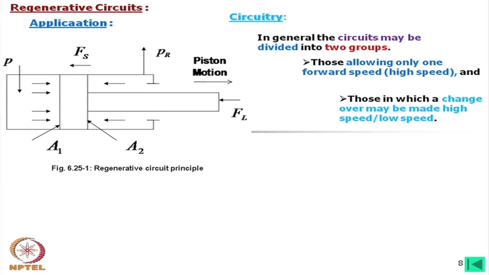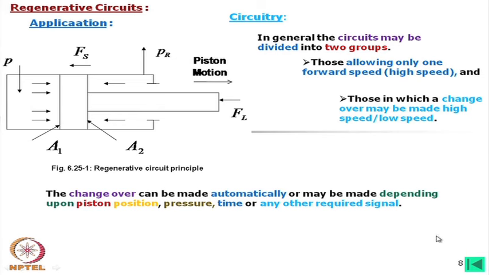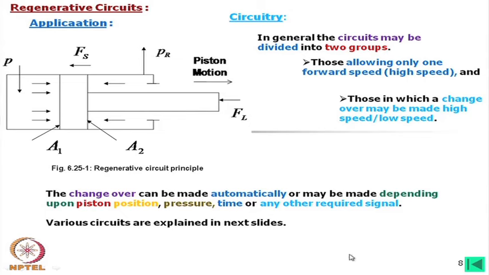But with the different type of valve and circuit, we can make this one cylinder move at a normal speed, then regenerative speed, etcetera. We will discuss those circuits. The changeover can be made automatically, depending upon the piston position, pressure, time or any other required signals, or it might be manual, or automatic or semi-automatic. Many things are possible with the application of other controls, maybe hydraulic, maybe pneumatic, may even be electronic. Various circuits are explained in the next slides.